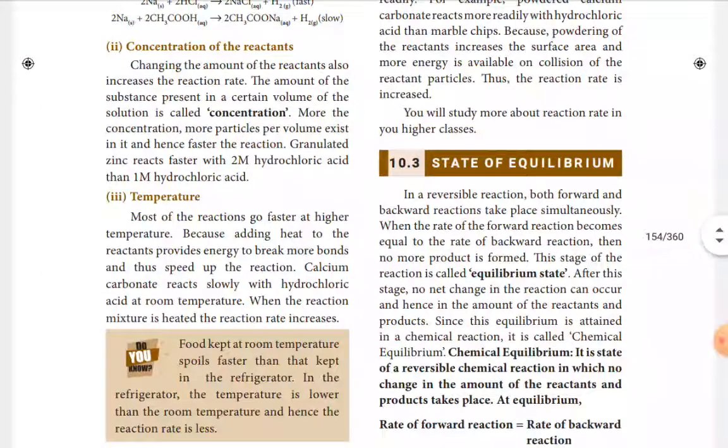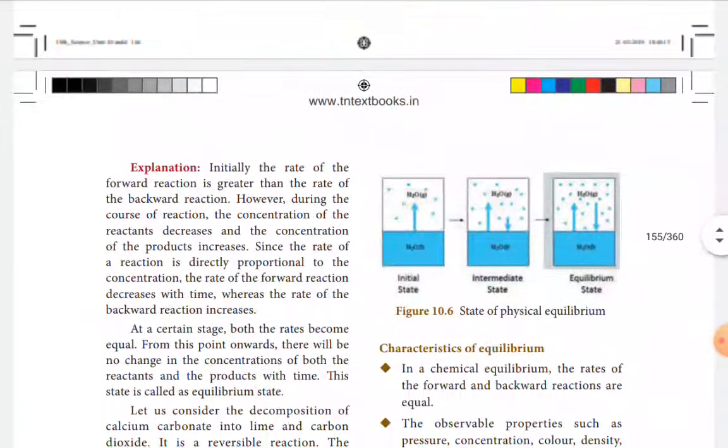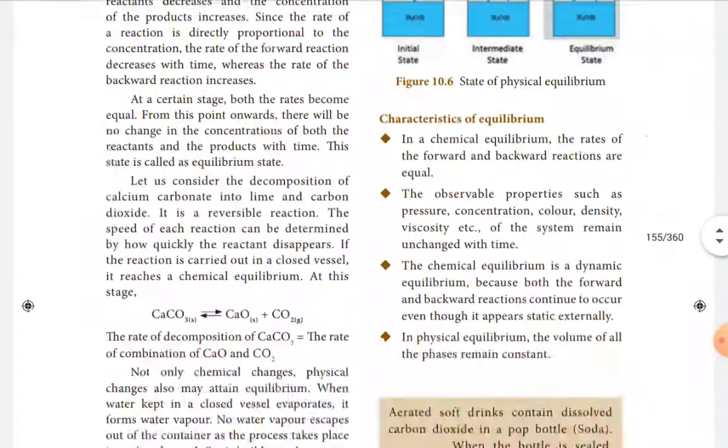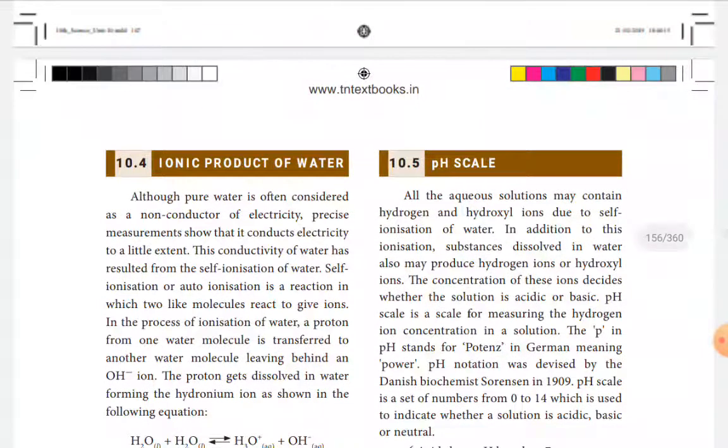Then state of equilibrium, which is a state of a reversible chemical reaction in which there is no change in the amount of reactant and product. That is, the rate of the forward reaction equals the backward reaction. This equilibrium is attained only in a reversible reaction carried out in a closed vessel. Then next is the ionic product of water.